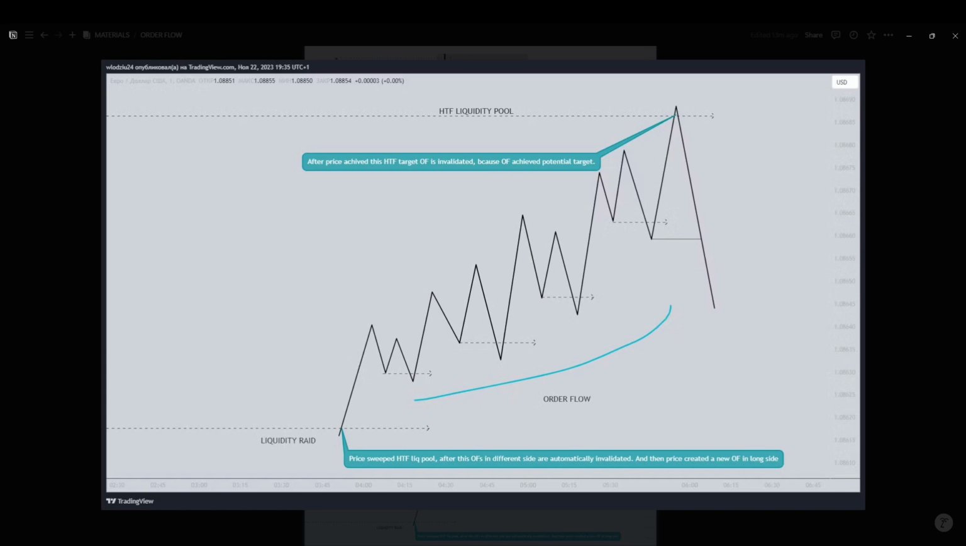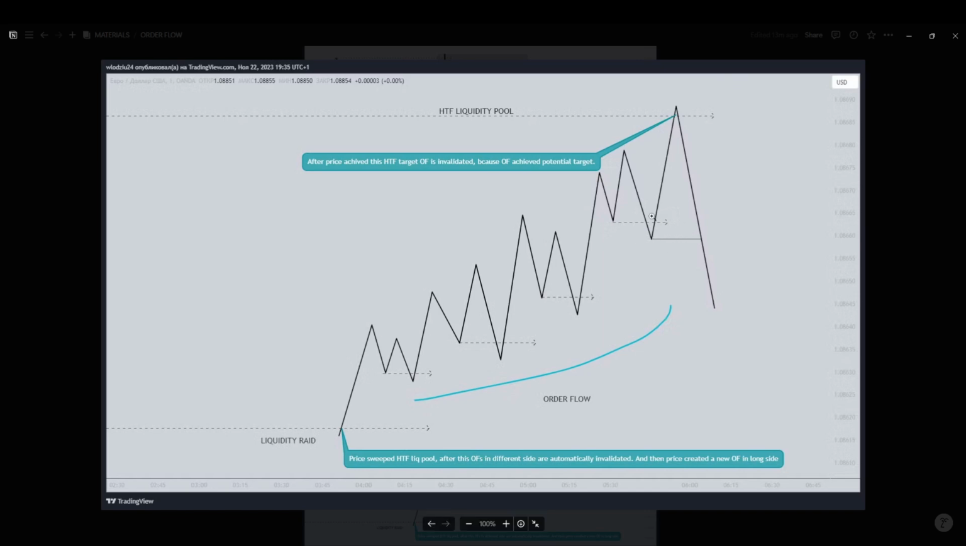By invalidation, I mean that we have a raid of some liquidity side, then we can see that price formed an order flow. Then price achieved, for example, another high time frame liquidity pool. Now we should wait for more information, because we should understand whether price wants to continue the order flow or wants to make a reverse. For us, a reverse will be the invalidation of this order flow.